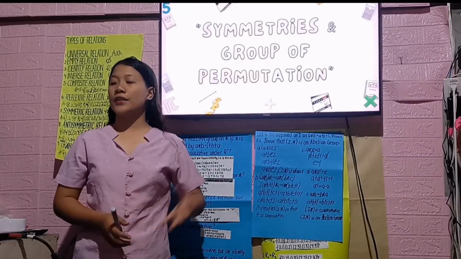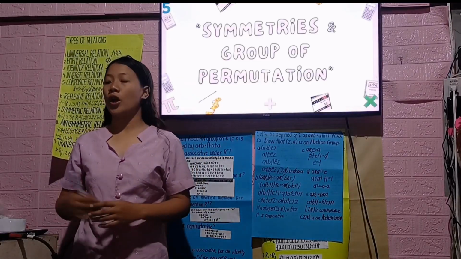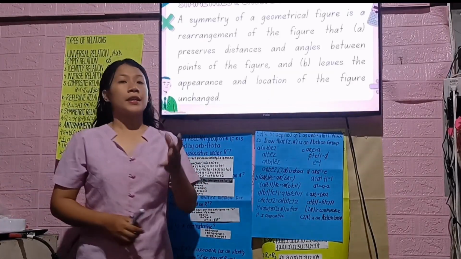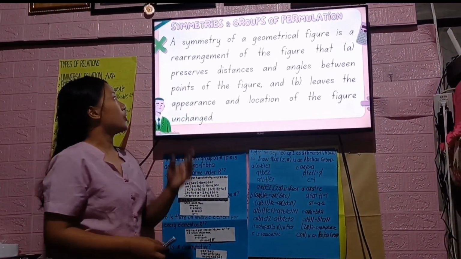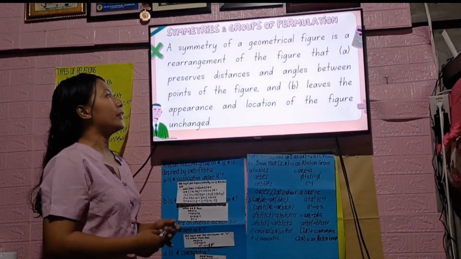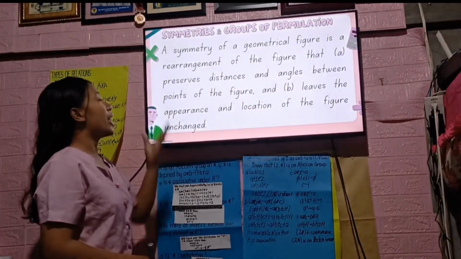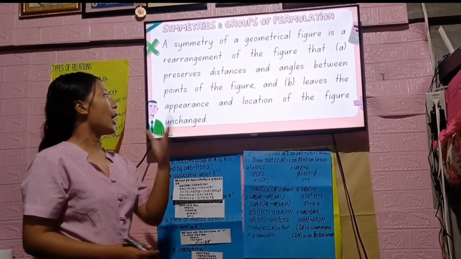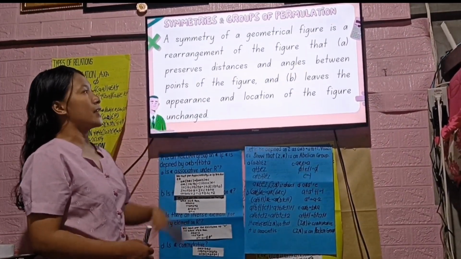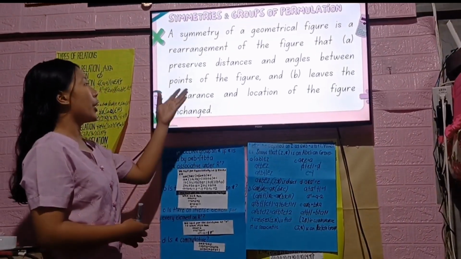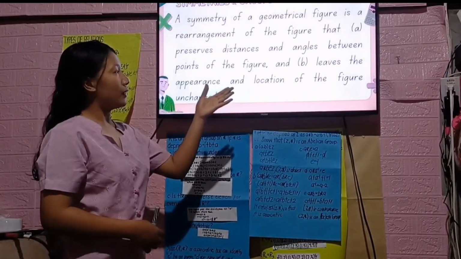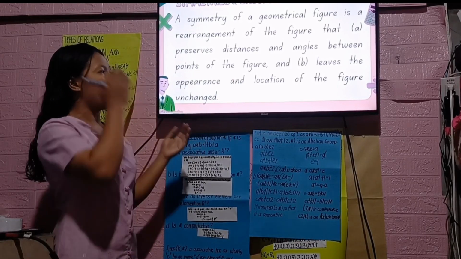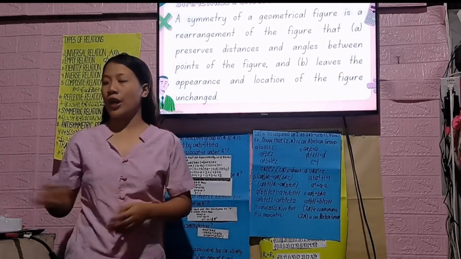So let's proceed on symmetries and groups of permutation. A symmetry of a geometrical figure is a rearrangement of the figure that (A) preserves distances and angles between points of the figure and (B) leaves the appearance and location of the figure unchanged.